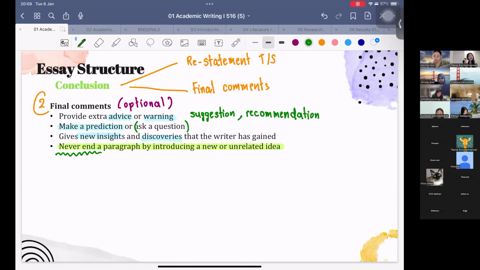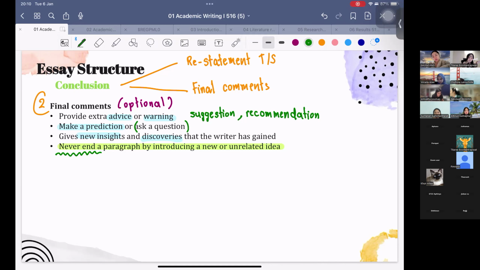So when you write the final comment, try to stick with your point, stick with your stand, and do not come up with something that contradicts the position you explained earlier in the body paragraph. And try not to introduce a new thing. Since this is a conclusion, it should feel ended, finished, complete. So try not to introduce new or unrelated ideas as well.